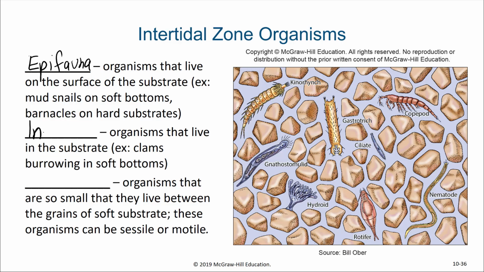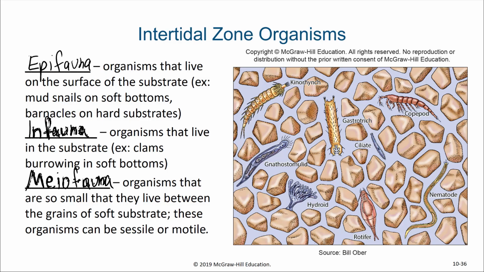Infauna will be organisms living buried within the substrate. These could be burrowing clams in a soft bottom, or even certain types of tube worms that are interspersed down into the rocks themselves. And then the last category are the meiofauna. The meiofauna are the organisms that are so small that they actually live between the grains of sand in soft substrate. These organisms can be sessile or motile.